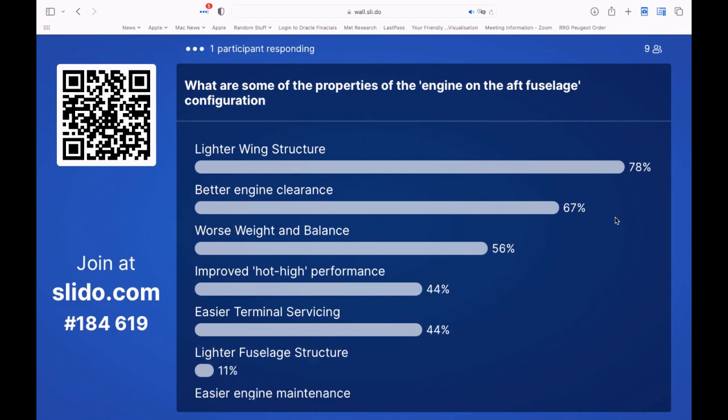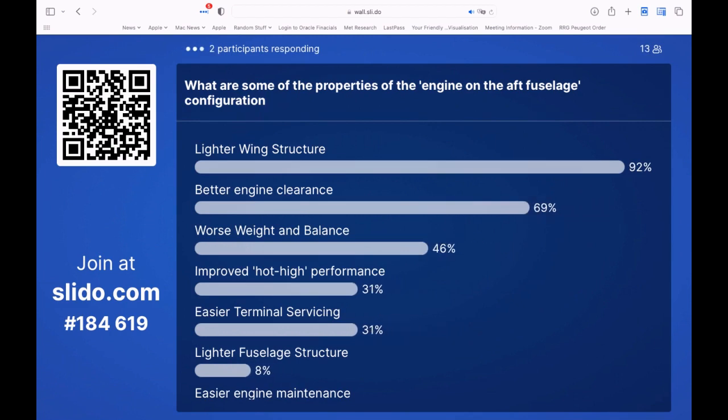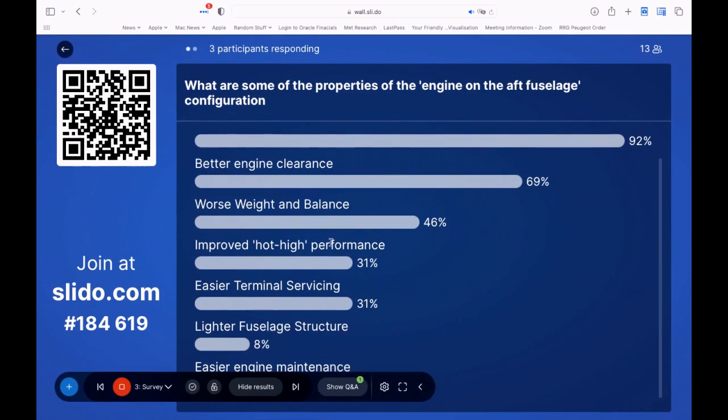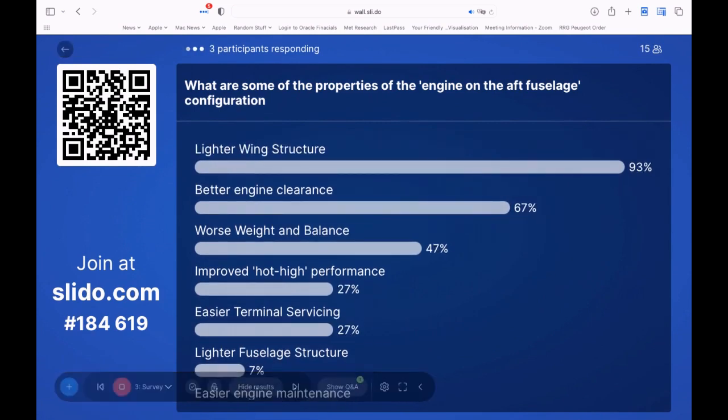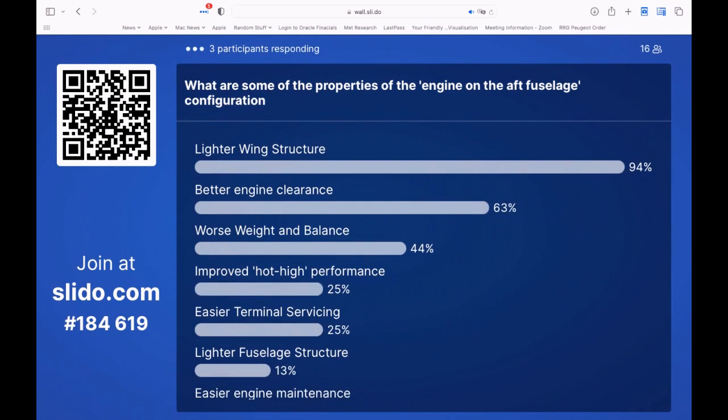Okay. So, is it lighter wing structure, better engine clearance, worse weight balance, improved hot high performance, easier terminal servicing, lighter fuselage structure, easier engine maintenance, or just random crap? So let's see what the correct answer would be. Now 94% of you, hold on, let me lock this. I need to get this for posterity. Aha! Before I locked it, 90% of you said it had a lighter wing structure.